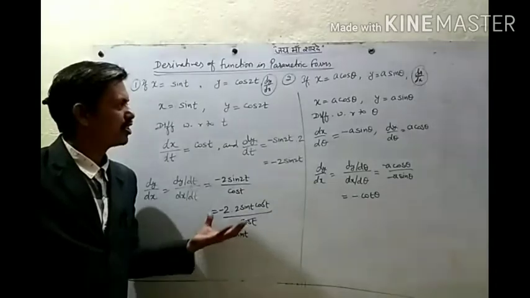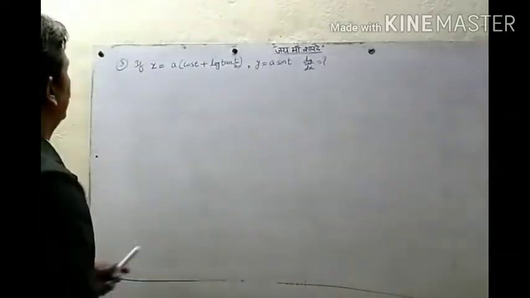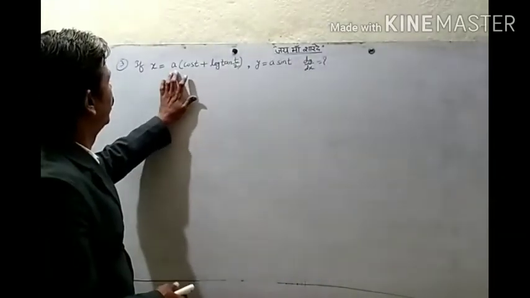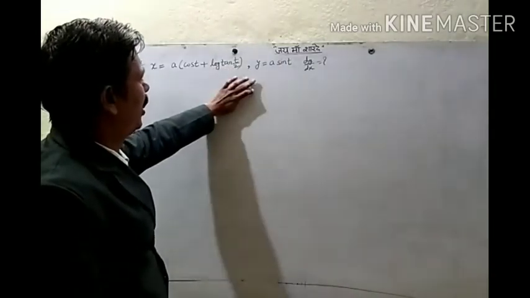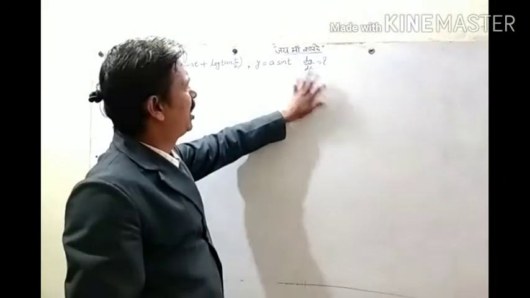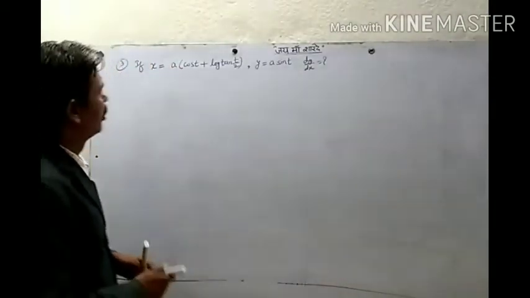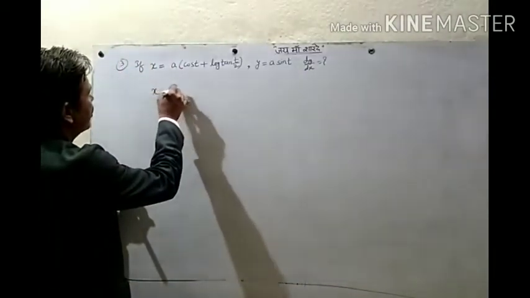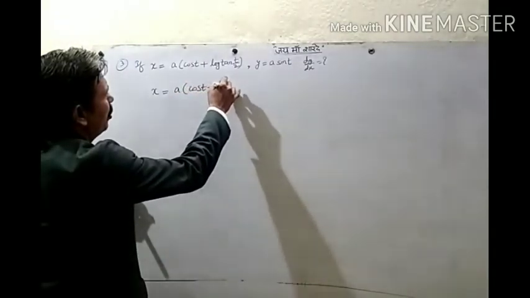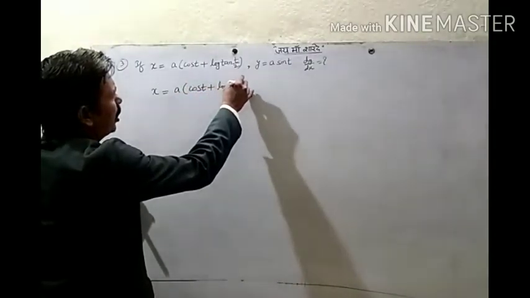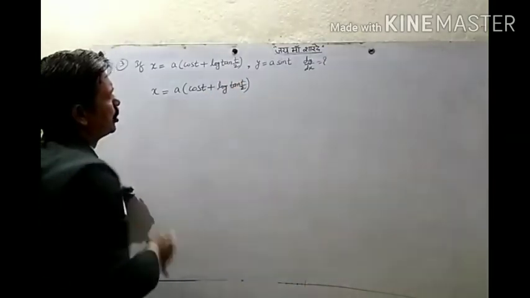Okay? We will see some more examples. Now if x is given as a times of cos t plus log of tan of t by 2, and y is a sin t, and we need dy by dx. Okay? So first, x is given as a times of cos t plus log of tan of t by 2. Okay?